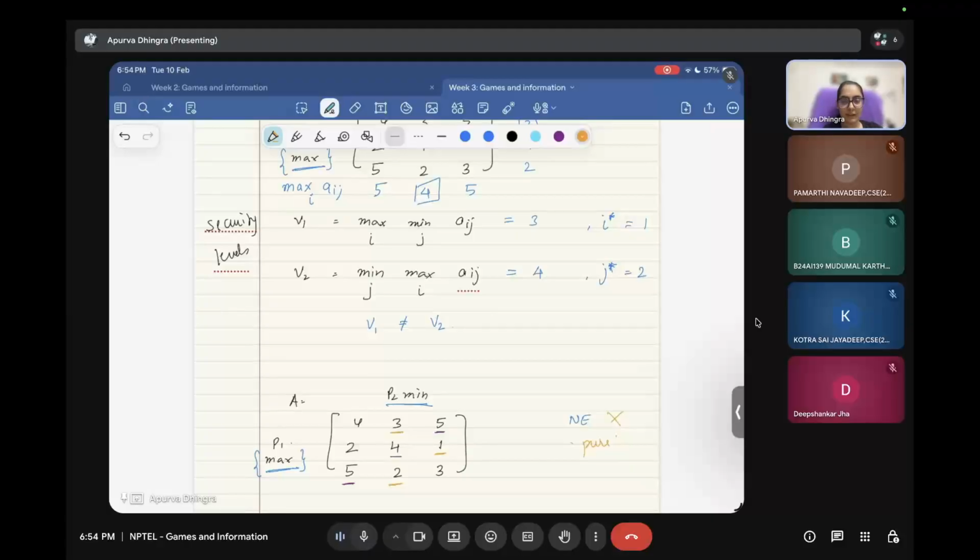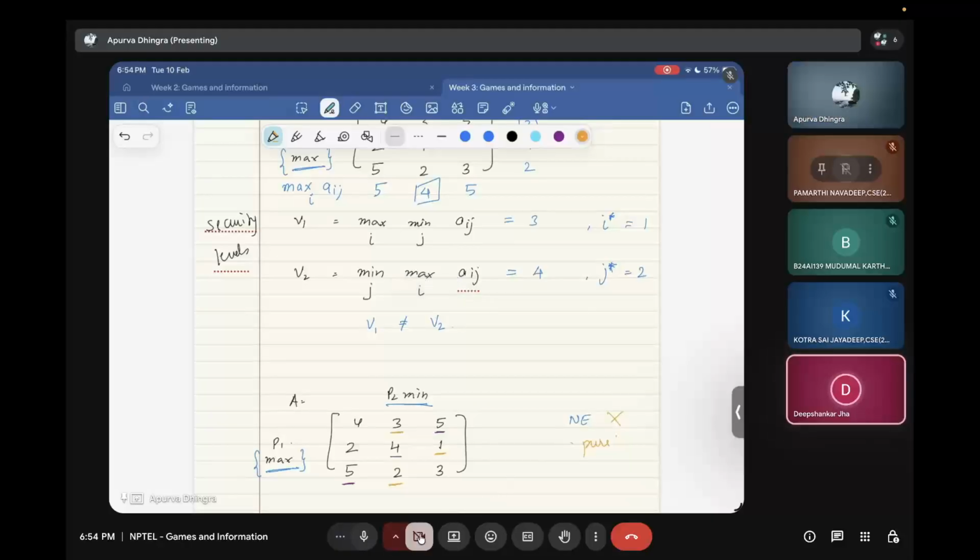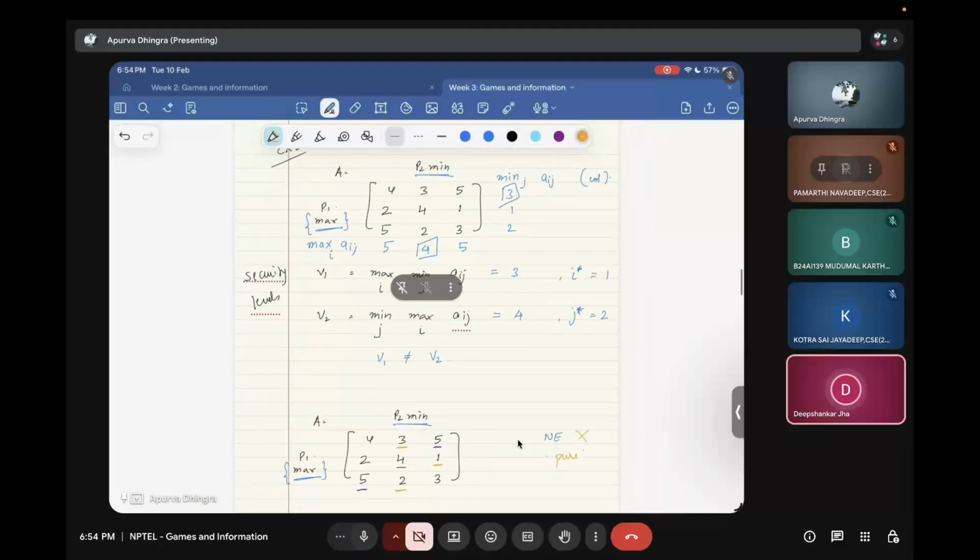Okay, any questions or doubts here? Essentially, what you did is in the above matrix, you flipped the objectives: player 1 is trying to maximize instead of minimize, and player 2 is trying to just minimize instead of maximize. So you flipped the objectives, right? So that's what you did.